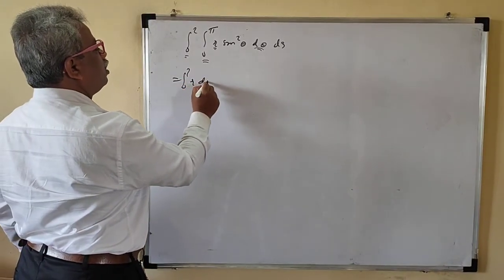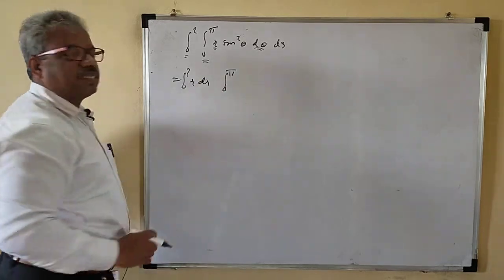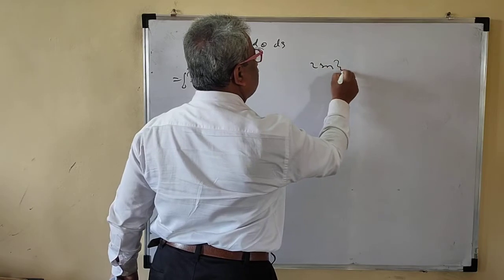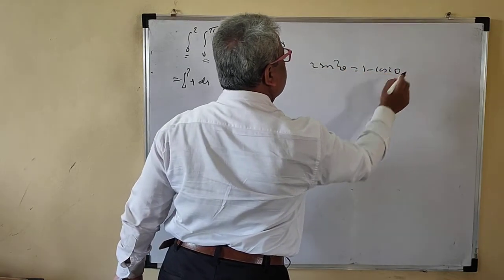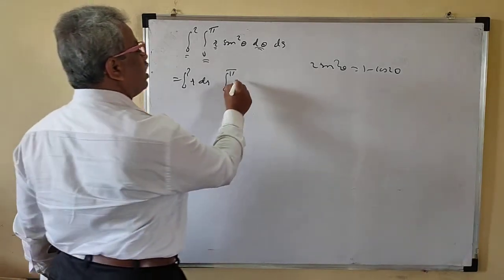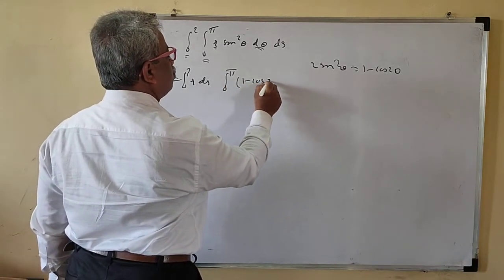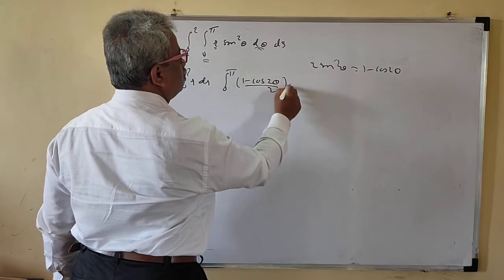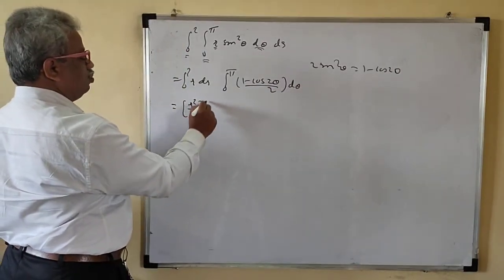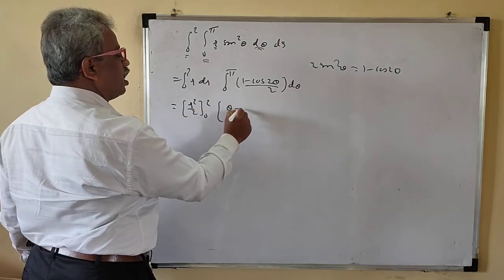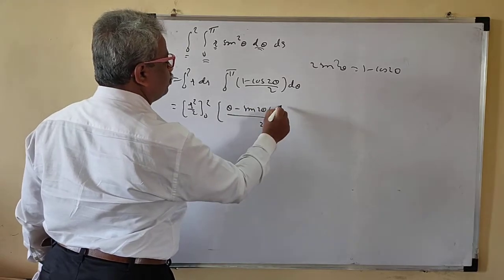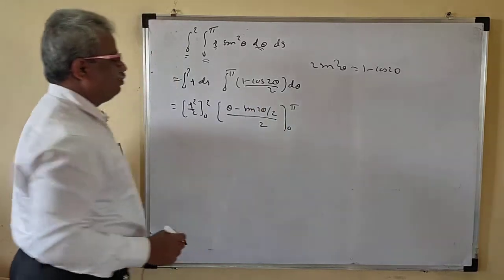The integral from 0 to 2 of r dr, times the integral from 0 to pi of sine square theta. 2 sine square theta is 1 minus cos 2 theta, so I can write directly (1 minus cos 2 theta) upon 2 d theta. Now integrate this: r square upon 2 from 0 to 2, and theta minus sine 2 theta upon 2 from 0 to pi.